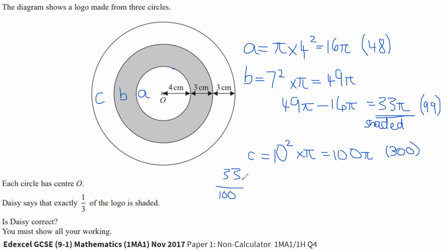And so this is absolutely fine as the final mark, as long as you write no, it's 33 out of 100, it's not 1/3. That will get you the final mark for just explaining that Daisy is not correct, because it is not equal to exactly a third, but it is very close.